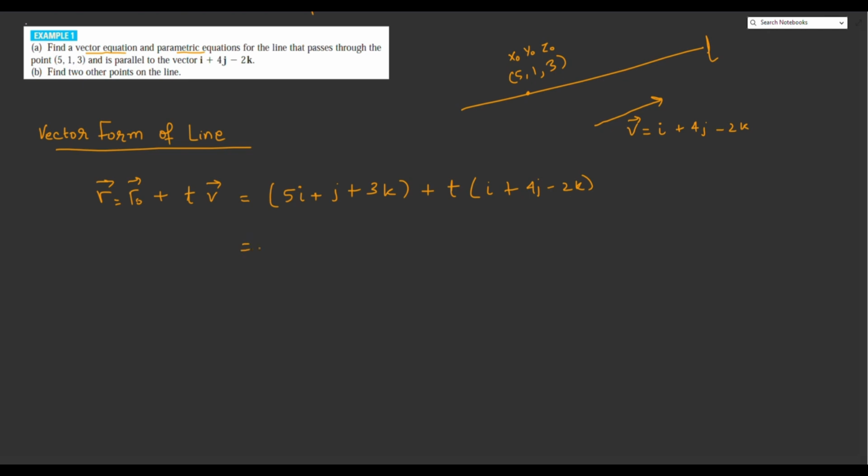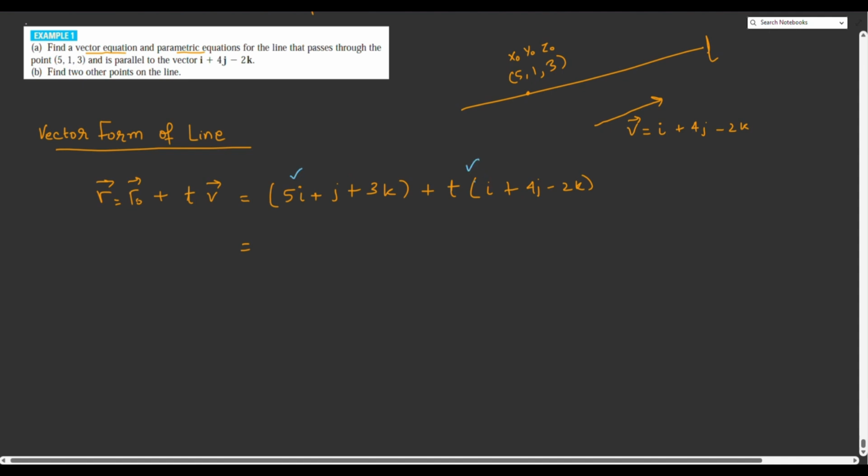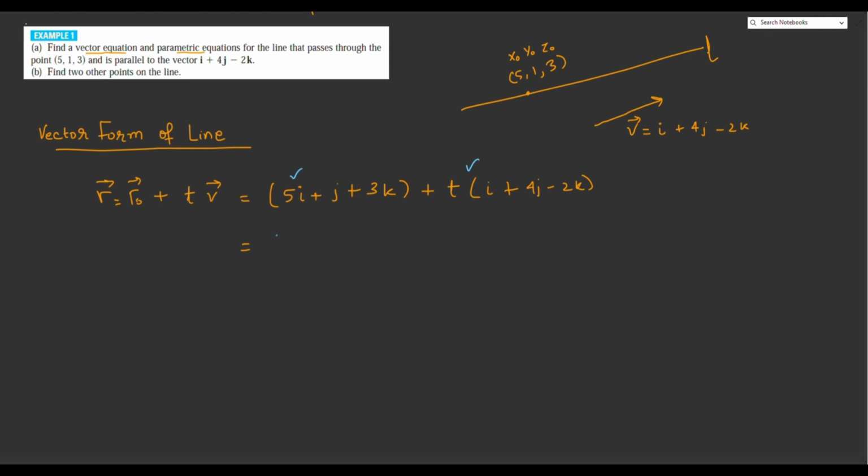You have to simplify this and then rewrite it as a vector. It means that you have to combine the i components, j components, and the k components. For example, on this side we have 5i, and here we have ti. From these two terms we take i as a common factor, and inside the bracket you can write 5 + t, multiplied with i, plus (1 + 4t) multiplied with j. Similarly you can gather the k terms, and that will give you (3 - 2t) multiplied with k. So this is the vector form of the equation of the line. This is your answer.